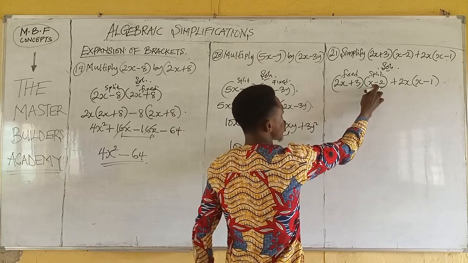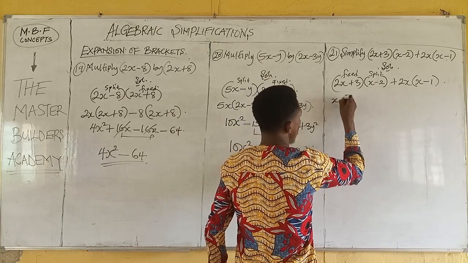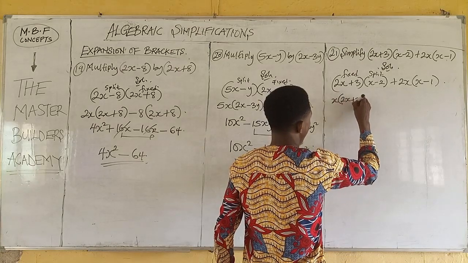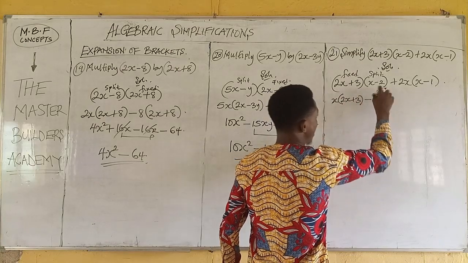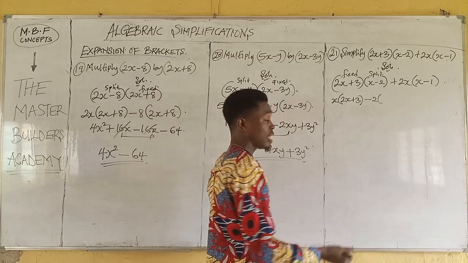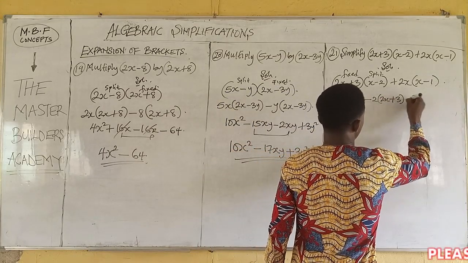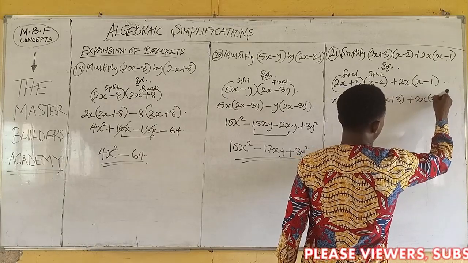So to split this now, the first step here is x, which will multiply the first bracket, which happens to be the fixed bracket. Then minus 2 is the next step in the second bracket, which is split. And now the fixed bracket is 2x plus 3. Then plus 2x into x minus 1.